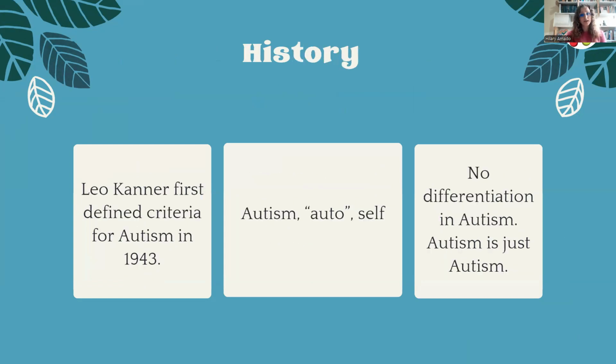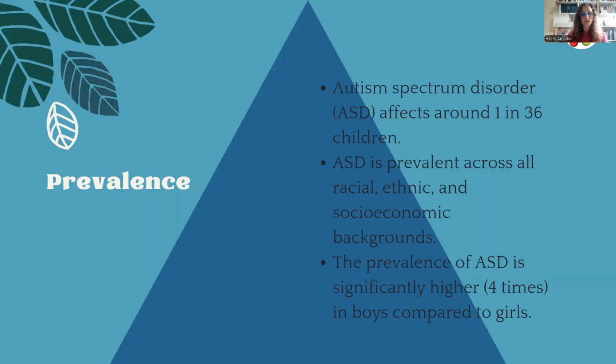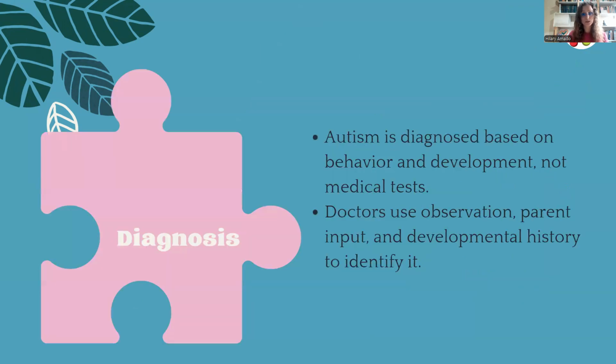Just to give you a bit of the history here, Leo Kanner first defined criteria for autism in 1943. Autism comes from the word auto, or self. When Leo Kanner first defined autism, at the time there was no differentiation in autism. Autism was just autism. Autism spectrum disorder, ASD, affects around 1 in 36 children. ASD is prevalent across all racial, ethnic, and socioeconomic backgrounds. The prevalence of ASD is significantly higher, 4 times higher in boys compared to girls.